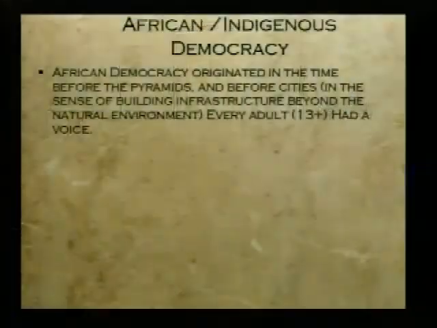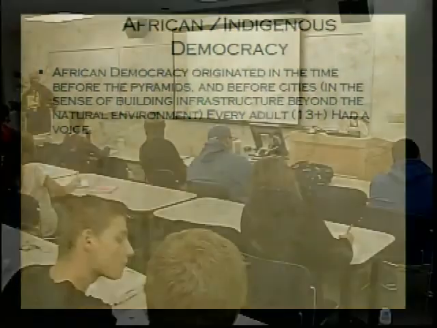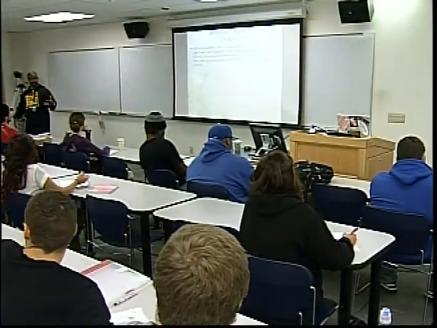So both in Africa and here on Turtle Island, indigenous democracy. So African democracy originated in the time before the pyramids and before cities in the sense of building infrastructure beyond the natural environment. Okay? You can make a teepee, you can make a hut out of naturally available materials. But that's not the same as sewers. That's not the same as a water system. Okay? You need cities to do that because once a village gets to a certain size, people have to understand that you can't poop upstream because that's our drinking water.